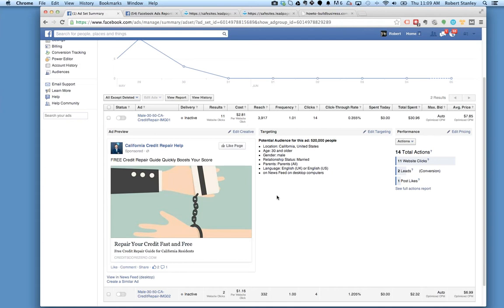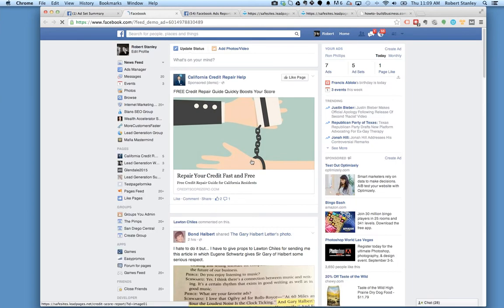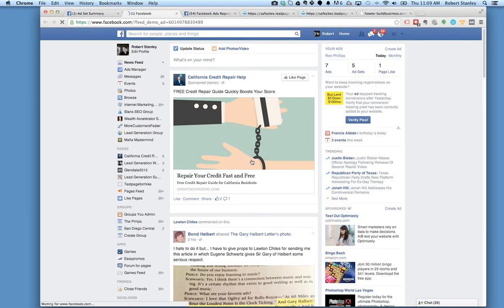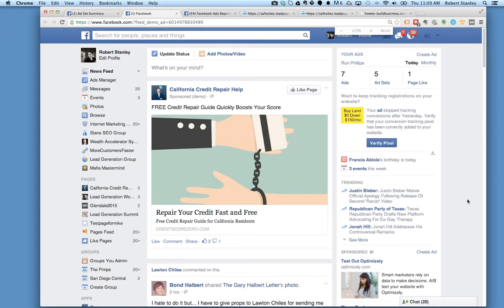That's okay. One of the things you can't see is that when this ad first ran, this icon for the Facebook page was actually a picture of the book, and it was difficult to see, and so we changed that to a guy with a credit score above his head. So let's go look at this in the news feed, just so you can see it a little more clearly. And so there it is, California Credit Repair Help.